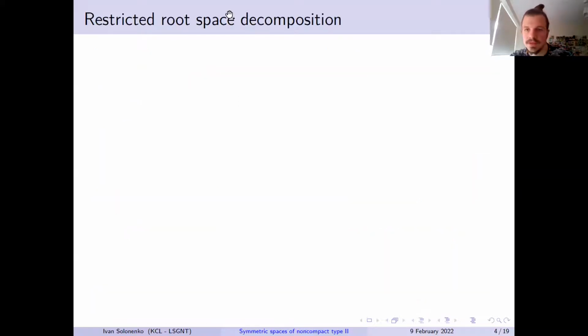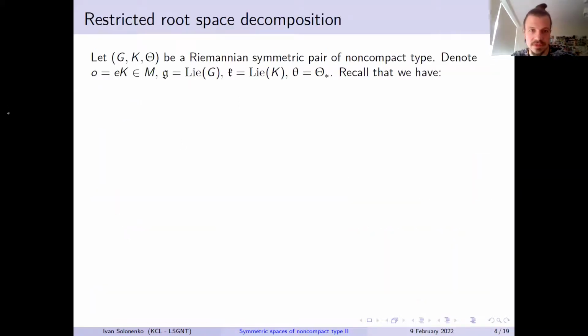Okay. So let's start. We start with a symmetric space of non-compact type. I want to allow representations which are not effective, slightly not effective. So I start with a Riemannian symmetric pair of non-compact type, G, K, and then this involutive automorphism theta. And I denote by O the base point, which is the identity coset eK.